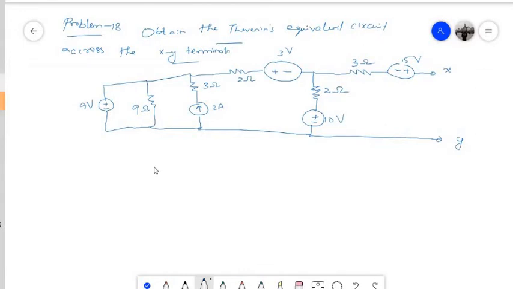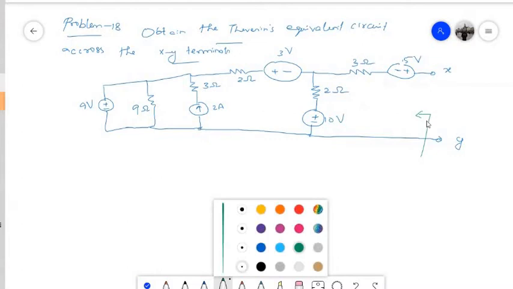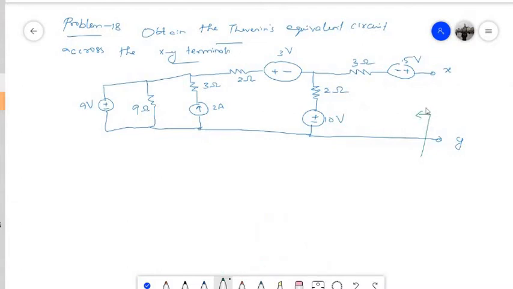Now, first of all, if I want to find the open circuit voltage, it's already open circuit. Change the color. So whatever I am going to write in green is actually part of the solution. Now here, you need to find the open circuit voltage. So what will be the open circuit voltage? That needs to be examined, and it becomes very easy to find the VOC if you know what the voltage across these terminals is.